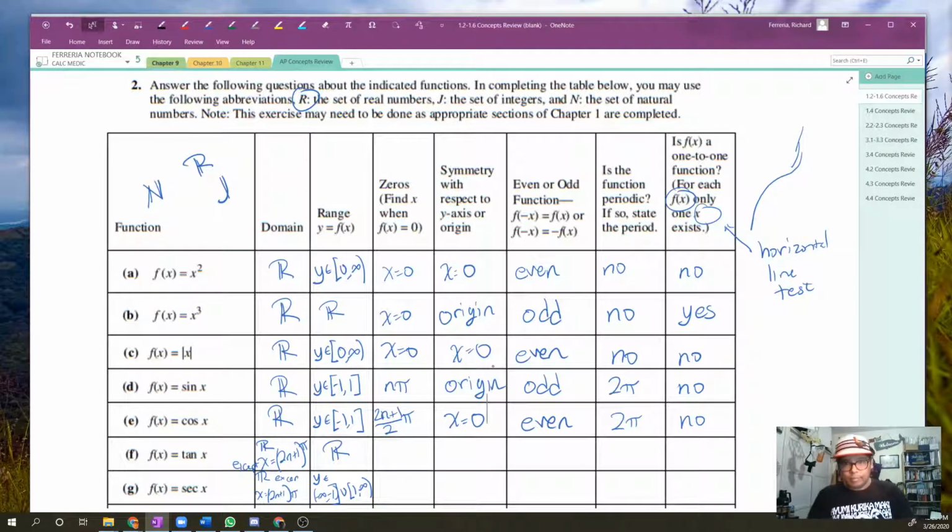How about tangent? Tangent has zeros at all of the multiples of pi. So that is n pi. It's symmetric about the origin, which means, again, if you rotate it around the origin 180 degrees, you would get the same function. So this has origin symmetry, which means it's an odd function.